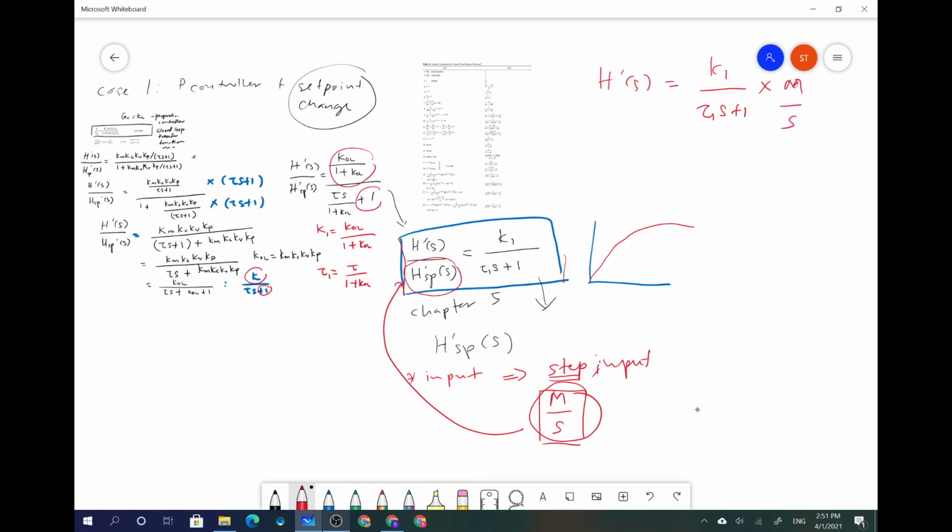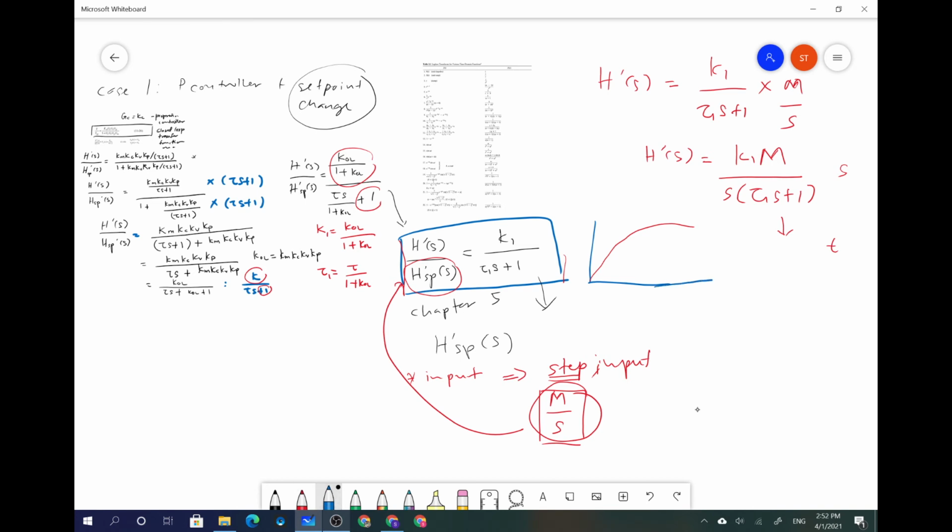So we have this equation of the response, K1 M over s (tau 1 s plus 1). Okay, this is S domain. We have to convert back to T domain. Why do we need to convert back to the T domain?